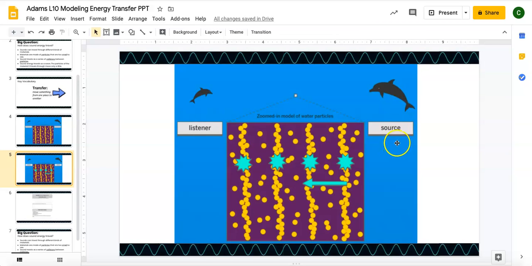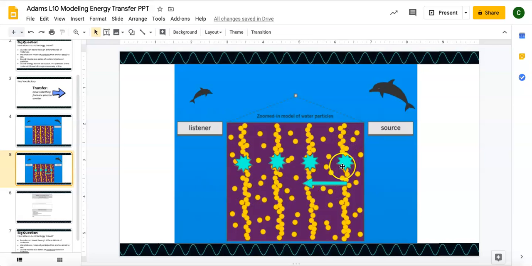If we don't know who the source is, we don't know what direction the sound waves are going to move. So it is very important, again, that you know what the source is or who the source is. Now that we know that the source is the mother dolphin, we know that the sound waves are actually going to go towards the listener. So your arrow should be pointing towards the left of the screen.